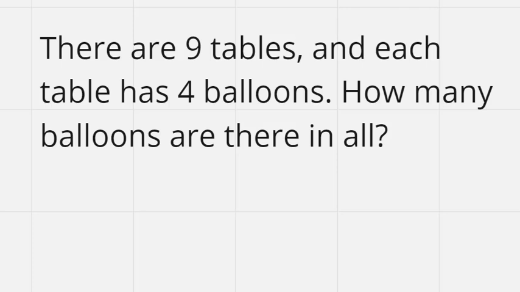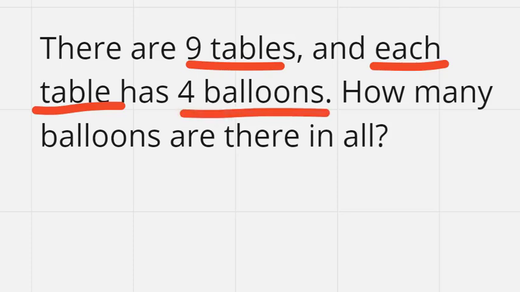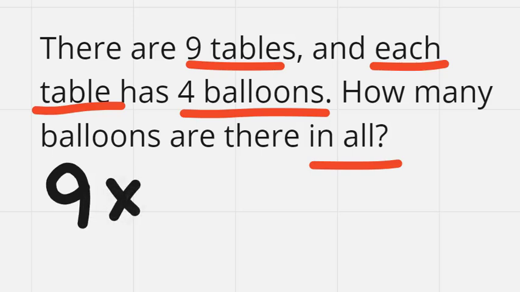Next, there are 9 tables, and each table has 4 balloons. How many balloons are there in all? One more time. There are 9 tables, and each table has 4 balloons. How many balloons are there in all? I know there are 9 tables, and each table has 4 balloons. That means they each have the same number. They're asking how many balloons are there in all, so they need a total. I'm going to do 9 times 4 equals.